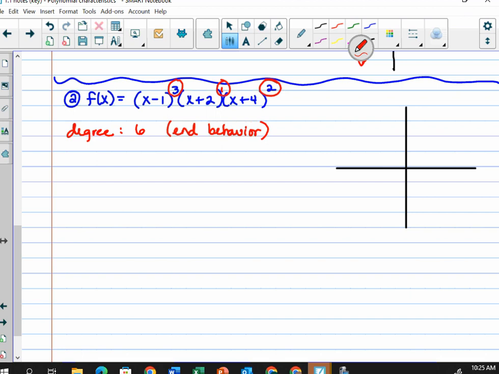So that's the first little piece I'm going to draw on my graph. I'm going to just draw two little arrows. That's where I know the ends of this graph are going. That's all I know so far.